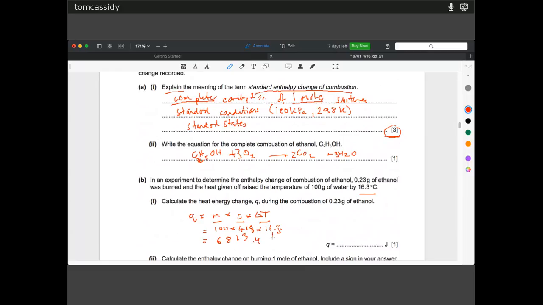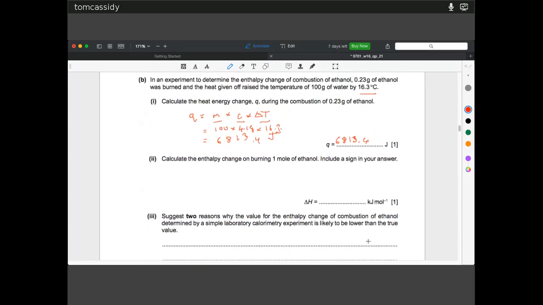6,813.4 joules. If you look up the units of the specific heat capacity, they're expressed in joules, grams, and Kelvin. So we're dimensionally correct here, and we've got a heat released of 6,813.4 joules.